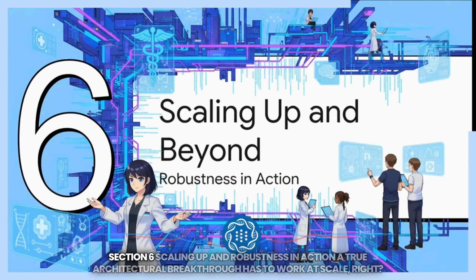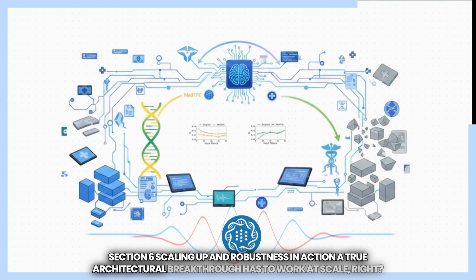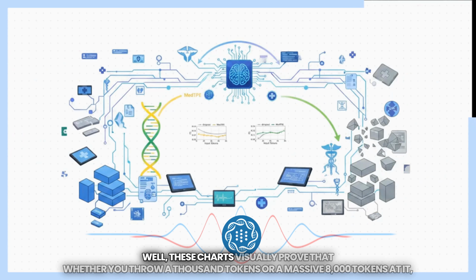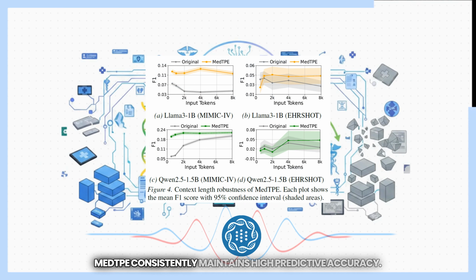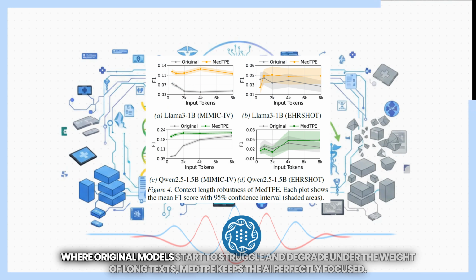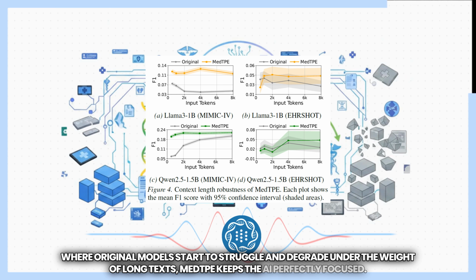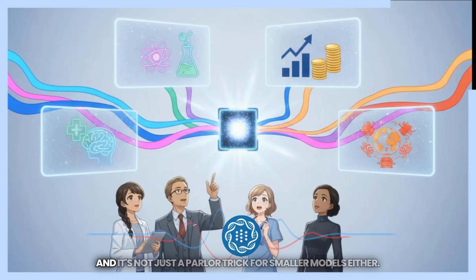Section 6. Scaling up and beyond. Robustness in action. A true architectural breakthrough has to work at scale, right? Well, these charts visually prove that whether you throw 1,000 tokens or a massive 8,000 tokens at it, MedTPE consistently maintains high predictive accuracy. Where original models start to struggle and degrade under the weight of long texts, MedTPE keeps the AI perfectly focused. And it's not just a parlor trick for smaller models either.